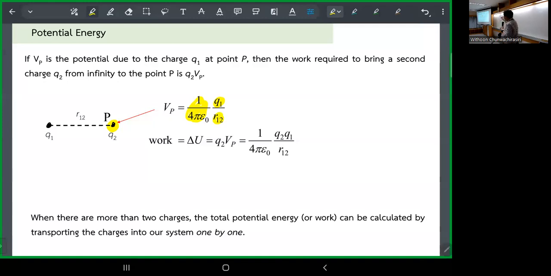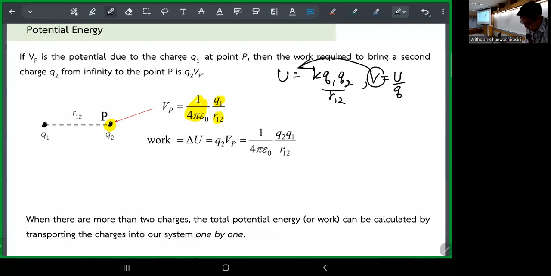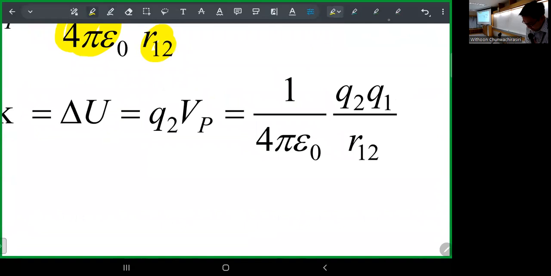Now I want to drag the Q2 charge there. How much energy do I need? Before, you defined the energy to be K Q1 Q2 over the separation of them, and then you defined V as the energy per unit charge. But now we're doing it backward. We start from the V, we want to go back to the U. What do we do? Just multiply back the charge. Take the Q2, and then multiply by the VP that you just calculated. Bam, you're done.